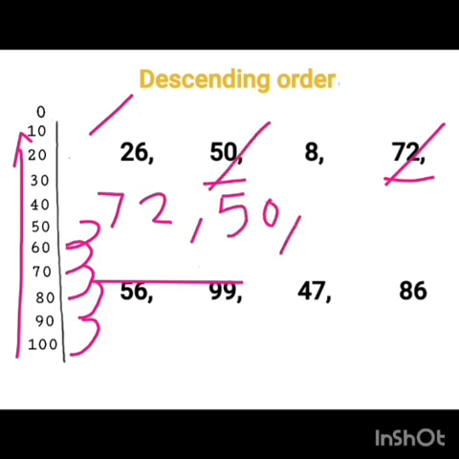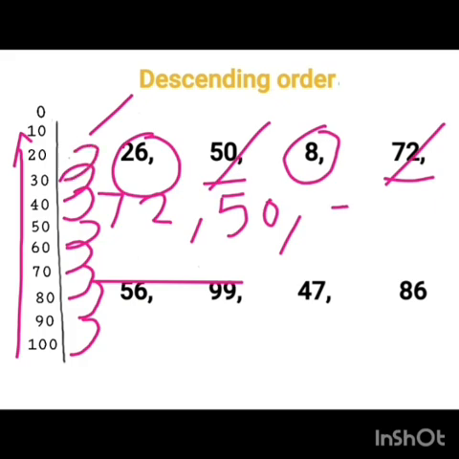Now we have 26 and 8, right? 26 and 8. So we will see 50 to 40. Do we have anything? No. 40 to 30. Do we have any number? No. Then 30 to 20, we have? Yes, we have 26. So we'll cut 26. And what is left? Left is 8. So this is the way of decreasing order.